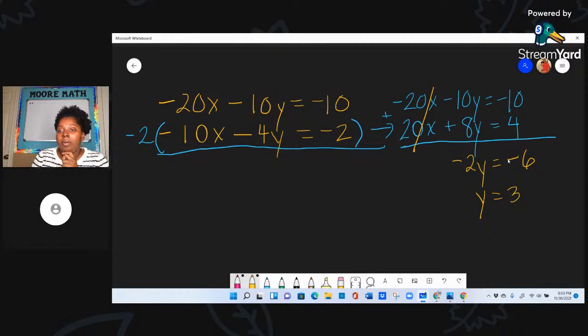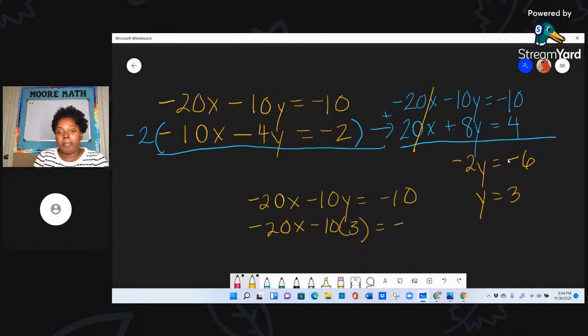Excellent. Okay, are we done? You have to substitute the answer into an equation. Excellent. Okay, so pick an equation. Which one are you going to pick? 1 or 2? And you don't always have to pick the first one. Either of them will work. It's up to you. But which one do you want to pick? The first one. Okay. So you have negative 20x minus 10y. Go ahead and solve this and tell me what you get.